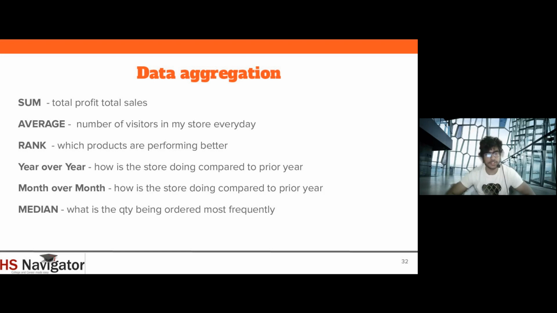You have various things you can do with data aggregation. For example, sum, to find the total profit or total sales, total revenue. Average, which is the number of visitors that come to the Krusty Krab every day on average. Rank, which products are performing better. Year over year, how the store is doing compared to the prior year. Month over month, how the store is doing compared to the prior month. And median, what quantity is being ordered most frequently.